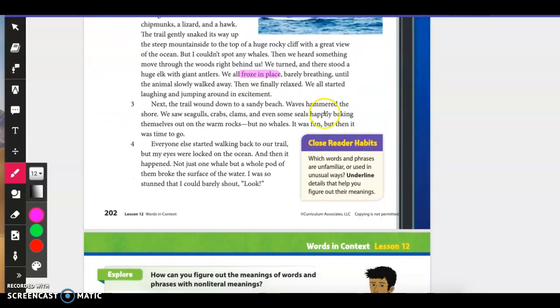Let's see, paragraph 3. Waves hammered the shore. We saw seagulls, crabs, clams, and even some seals happily baking themselves out on the warm rocks. So this tells me that they are laying in the sun. Baking just means laying in the sun.